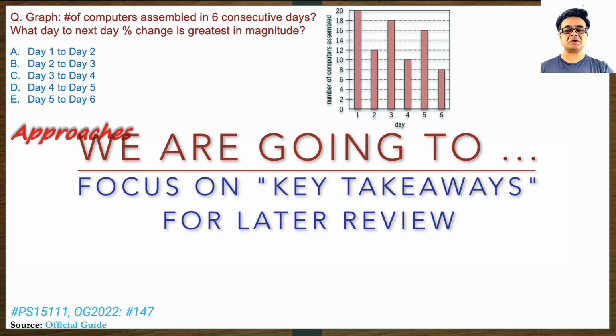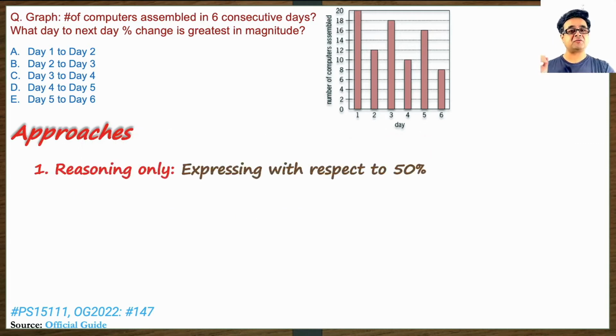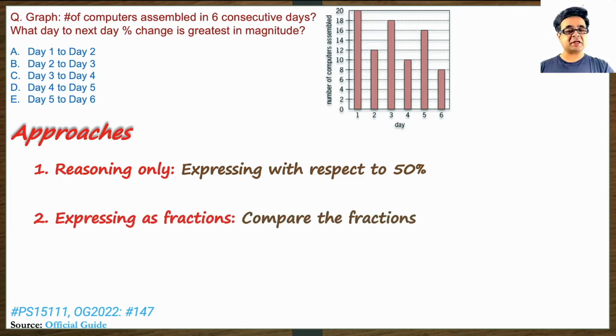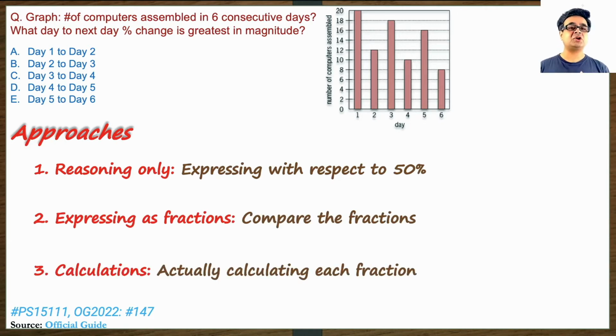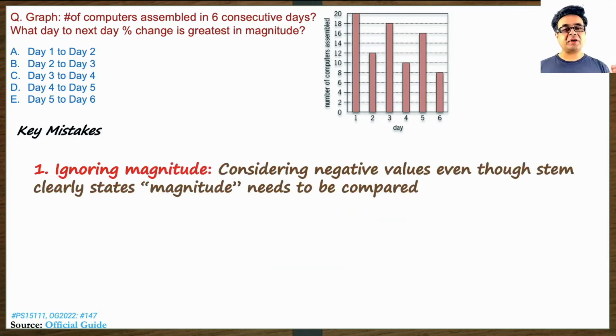So let's get started. The 3 approaches we are going to take are: first, a reasoning-only approach, where we express everything with respect to 50% of the previous year. The second approach is to express the change as fractions. And finally, we will actually do the calculation to find the percentage change. You will see that the amount of calculation needed increases from approach 1 all the way to approach 3, but also the specificity and quality of the answer increases, at the cost of time.